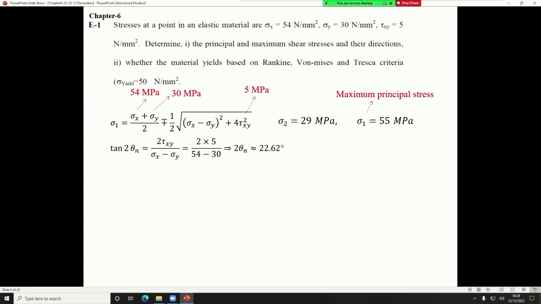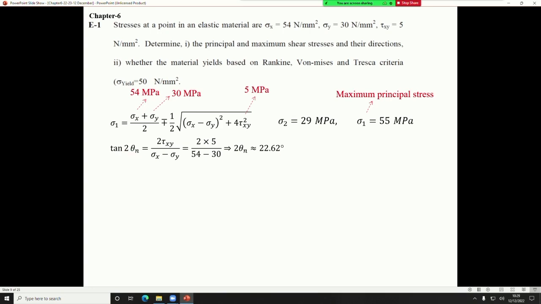And before doing that, orientation of the two planes, that's the equation for it. So tangent of 2 theta n is for principal stresses or the directions of the principal planes, and tangent of 2 theta is the equation, which is equal to minus sigma x minus sigma y divided by 2 tau xy, is for direction of the maximum and minimum shear stresses. At the moment, we just need principal directions. So 2 tau xy, 2 times 5 divided by the difference between these two. From there, using your calculator, you can find the theta n.